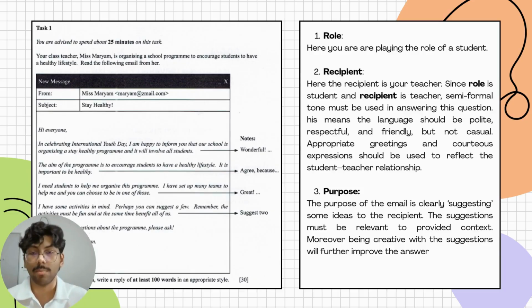Moving on to the second example, here's a different example where you are playing the role of a student. The recipient, on the other hand, is your teacher. So since the role and the recipient are reflecting a student-teacher relationship, you must choose a semi-formal tone for answering this question, which means although language can be a bit relaxed, you must be polite and respectful while not being too casual. The purpose of this email, on the other hand, is suggesting some ideas to the recipients. Here, if you read the email, you will notice that your teacher is asking for some ideas and suggestions for an upcoming event. So you as a student will provide suggestions in this case.